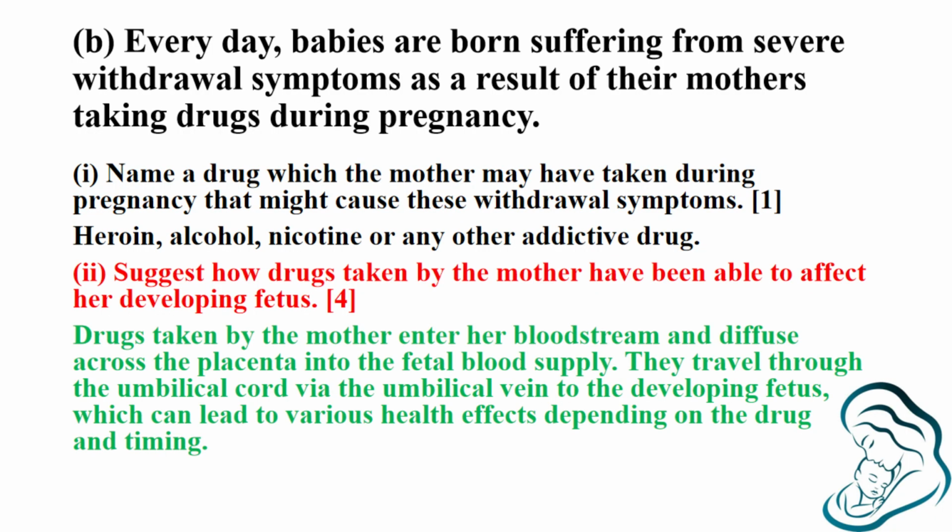In Part 2, suggest how drugs taken by the mother have been able to affect her developing fetus. The answer is that drugs taken by the mother enter her bloodstream and diffuse across the placenta into the fetal blood supply. They travel through the umbilical cord via the umbilical vein to the developing fetus, which can lead to various health effects depending on the drug and timing.